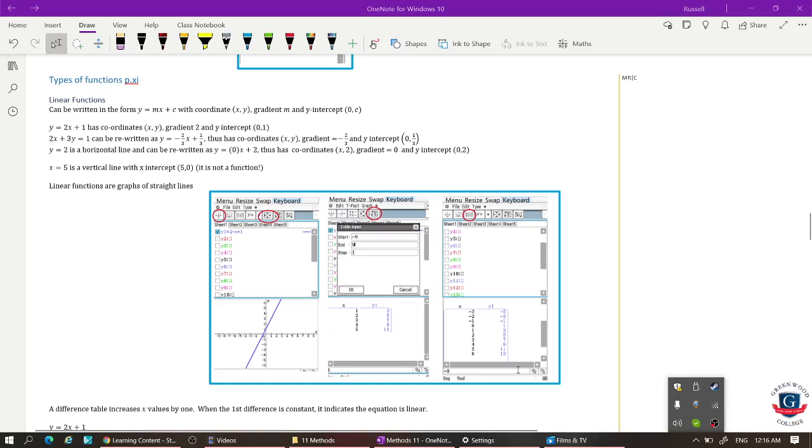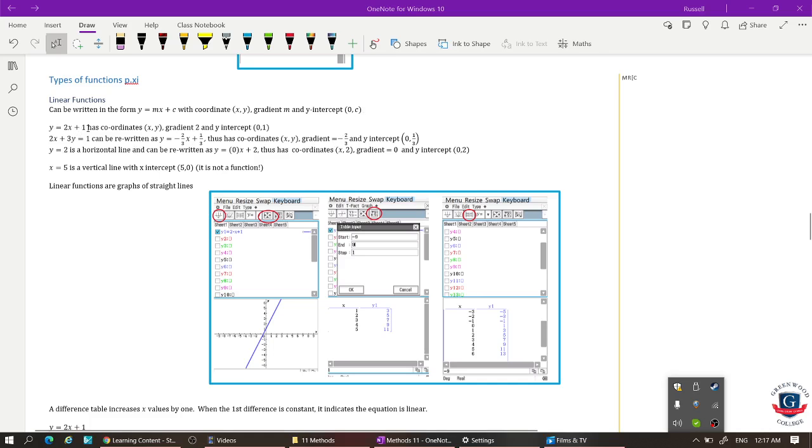Now there are a few different types of functions that you've experienced over the last few years. We'll start with linear functions. A simple way of writing a linear function is in the form y equals mx plus c, where x and y represent a coordinate, m represents the gradient or the slope, and c represents the y-intercept.